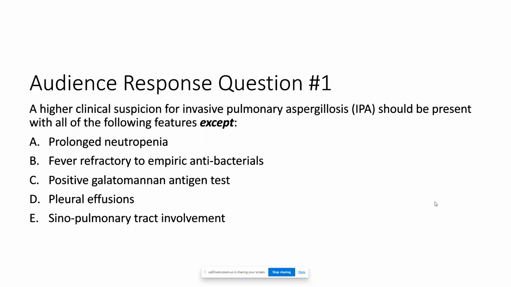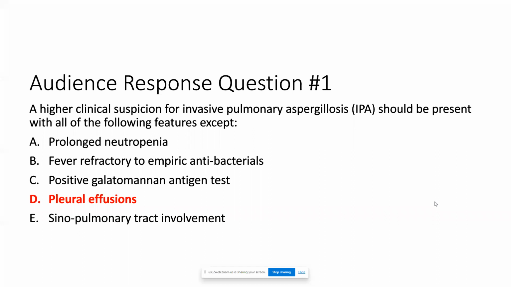We don't have audience response, but you can answer privately yourself. A high clinical suspicion for invasive pulmonary aspergillosis, IPA, should be present with all of the following features except: prolonged neutropenia, fever refractory to empiric antibacterials, positive galactomannan antigen test, pleural effusions, sinopulmonary tract involvement. All of these are true except for one. So think privately to yourselves and commit to an answer. It's a key step in adult learning theory. Those who've rounded with me have heard that. Okay, you got your answer?